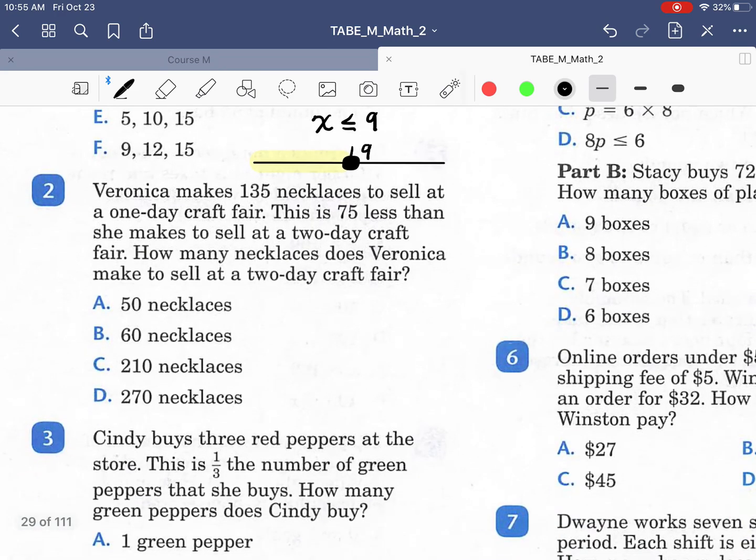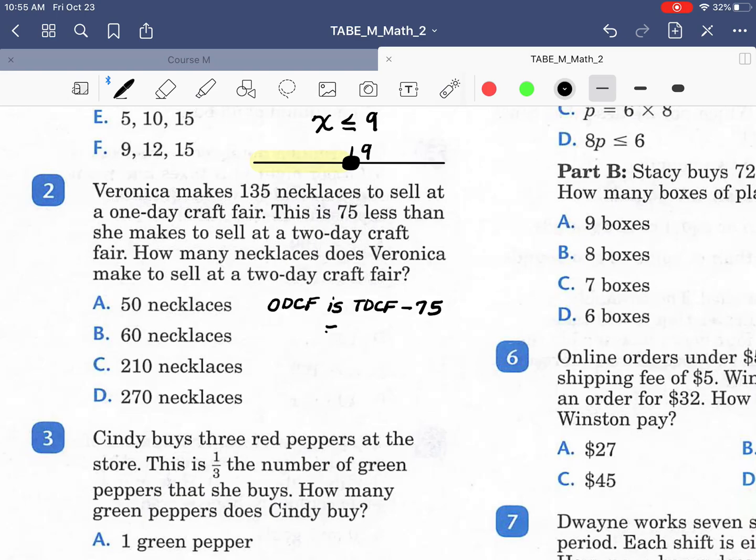Number 2. Veronica makes 135 necklaces to sell at a one-day craft fair. This is 75 less than she makes to sell at a 2-day craft fair. How many necklaces does Veronica make to sell at a 2-day craft fair? So they're telling me that the 1-day craft fair is the 2-day craft fair minus 75, 75 less than the 2-day craft fair.